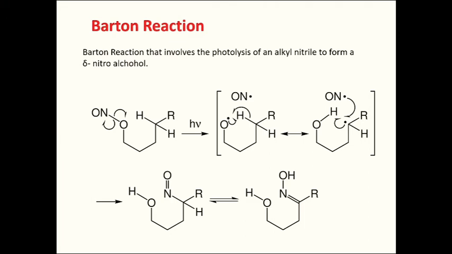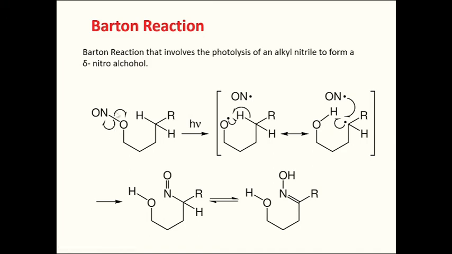The Barton reaction involves the photolysis of an alkyl nitrite to form a delta nitroso alcohol. The Barton reaction involves a homolytic RO-NO cleavage. Here you can see the RO-NO cleavage. Suppose this is the R group, and this is the RO and NO cleavage, the homolytic fission of this bond. So the Barton reaction involves the homolytic RO-NO bond cleavage followed by delta hydrogen abstraction.